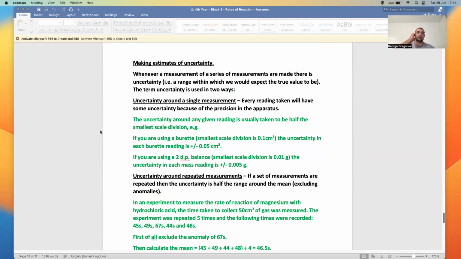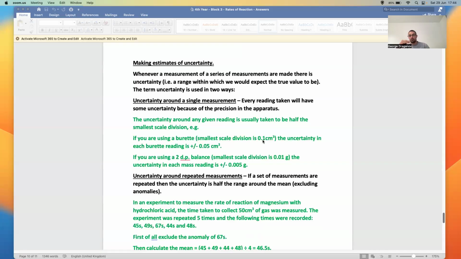How do you measure uncertainty? Whenever a series of measurements are made, there's an uncertainty. So, uncertainty around a single measurement. Every reading taken will have to have some uncertainty because the apparatus only has so much precision. So for example, when we do titrations, if you're using a burette, it will have an uncertainty value of 0.05, and that is because that is half of the scale division.